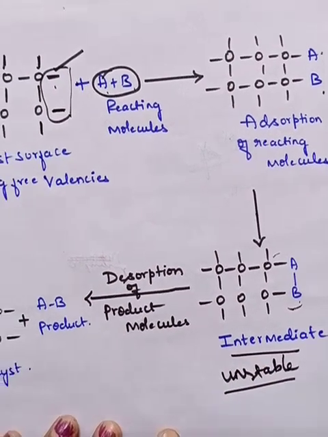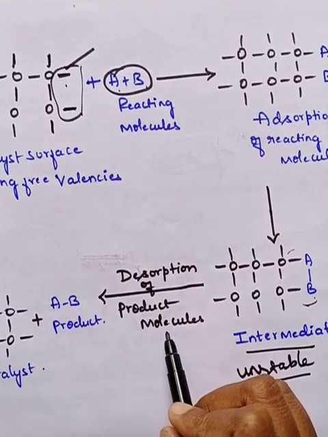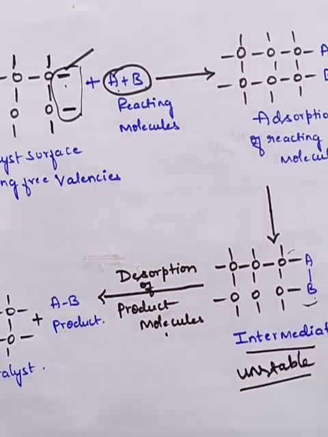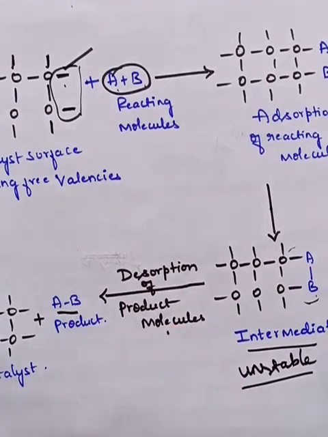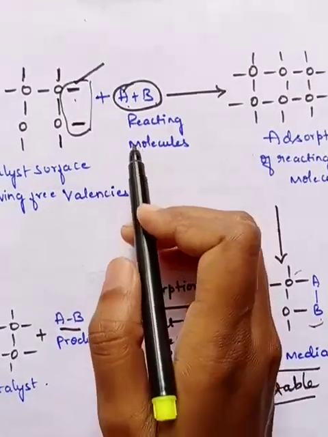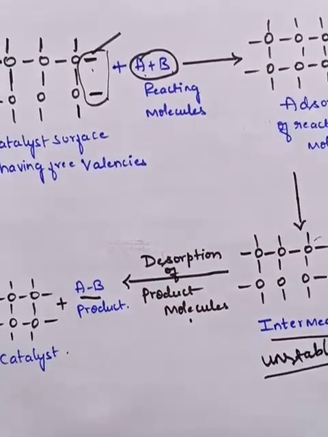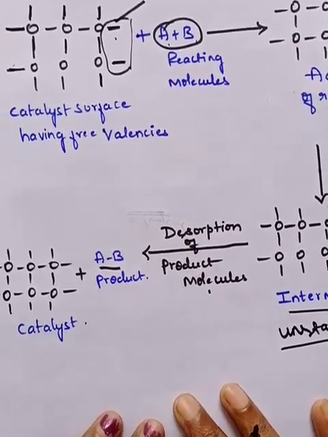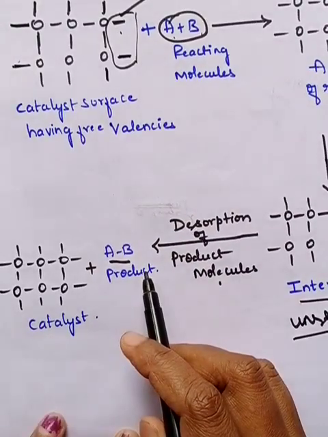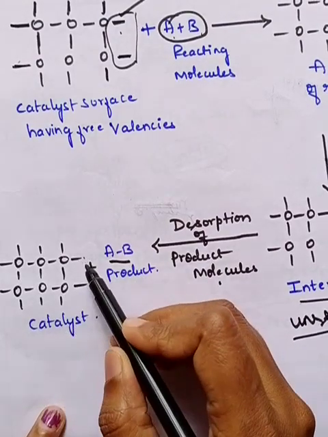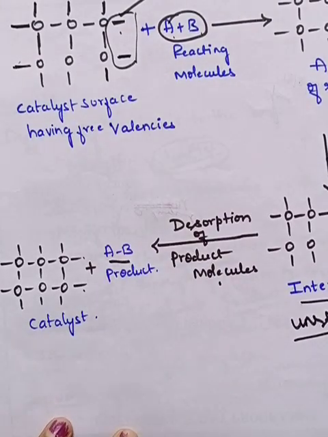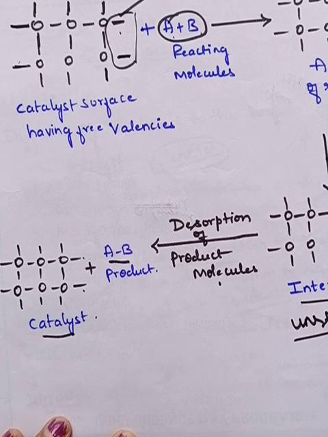Now once we get an intermediate, desorption of product molecules takes place. So this is going to combine completely and it will come out as a new product. Okay, here you can observe A and B were separate as reactants, and once they come on the surface of the catalyst, they come out as a new product, that is AB. And here you can observe the bonds are free, the valencies are free again, and the catalyst will come back as it was used in the reaction, without changing its chemical character as well as its physical character.